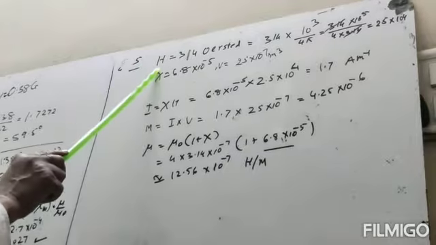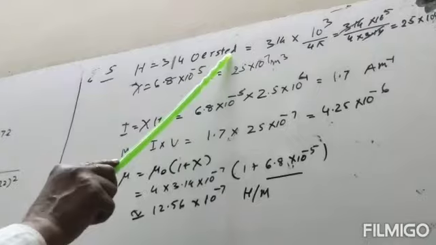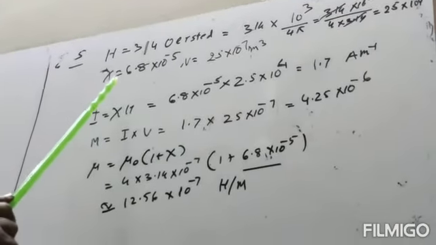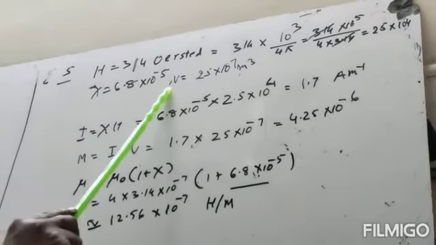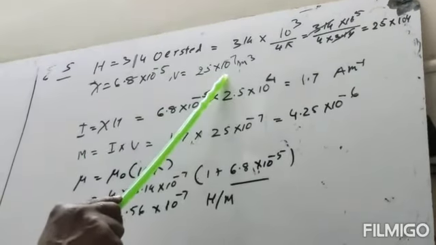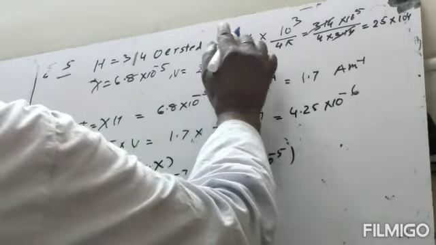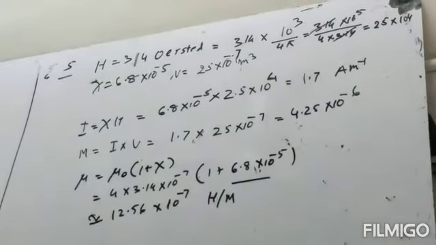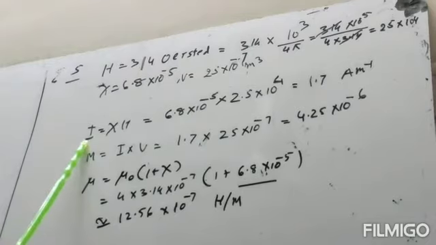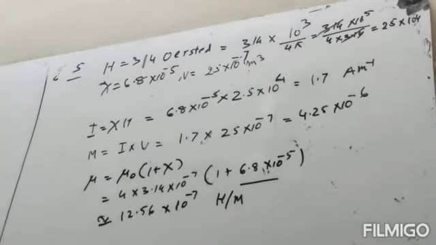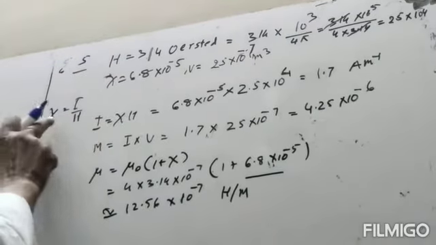Now magnetizing field H is given equal to 314 Oersted. Chi is given 6.8 into 10 raised to minus 5. And volume is equal to 25 into 10 raised to power minus 7 meter cube. So we know that I is equal to chi into H. Chi is equal to I by H. So I will be equal to chi into H.